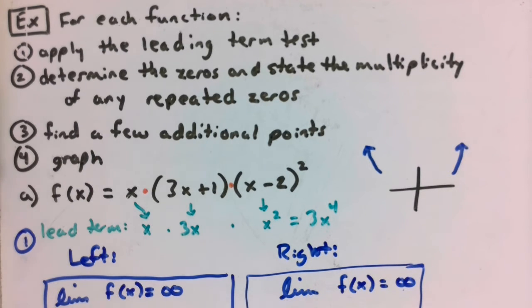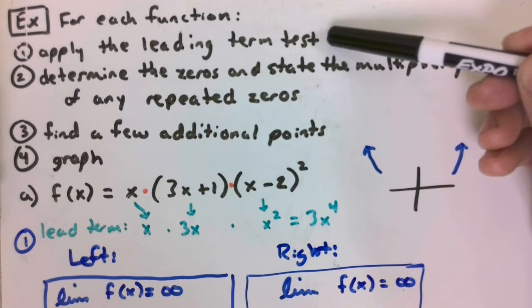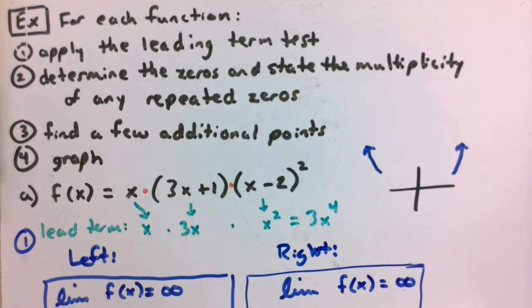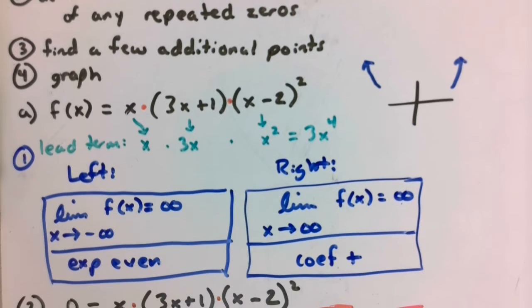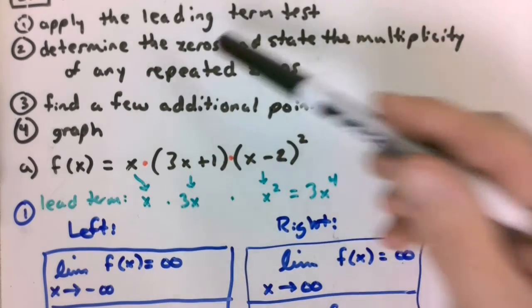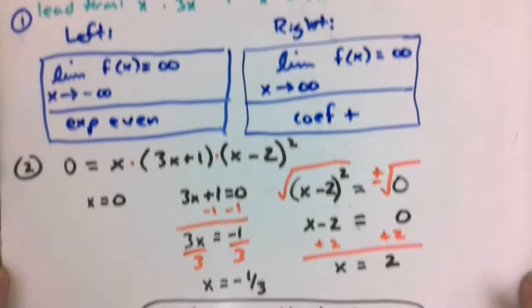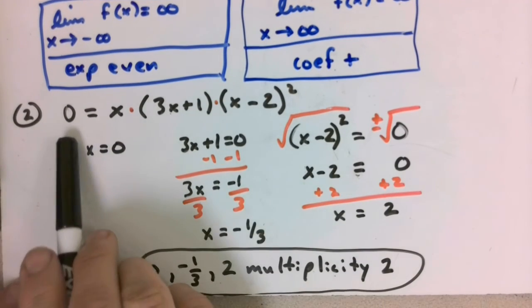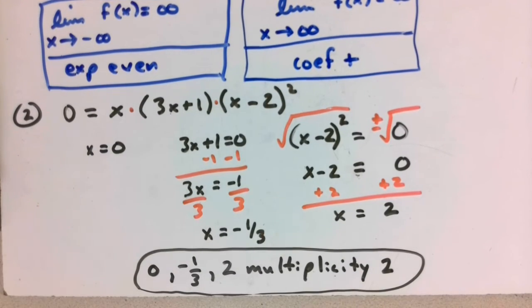For the second part of our video, we do need to do steps 3 and 4, but so far we have applied the leading term test and determined that the left and the right sides both go up. That was the first part here. And then the second part of our directions, we have determined the zeros and stated their multiplicity by substituting in 0 for y and then finding those x-intercepts. Now we're ready to find a few additional points and come up with the graph.